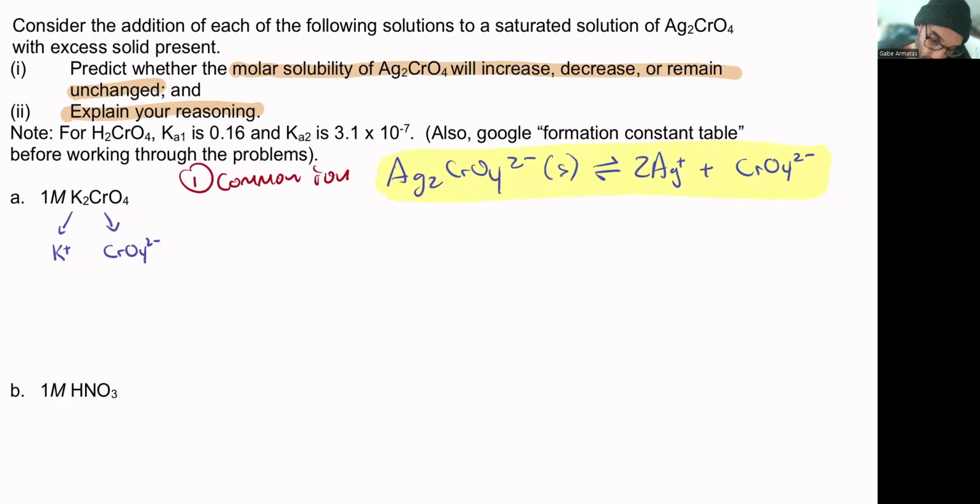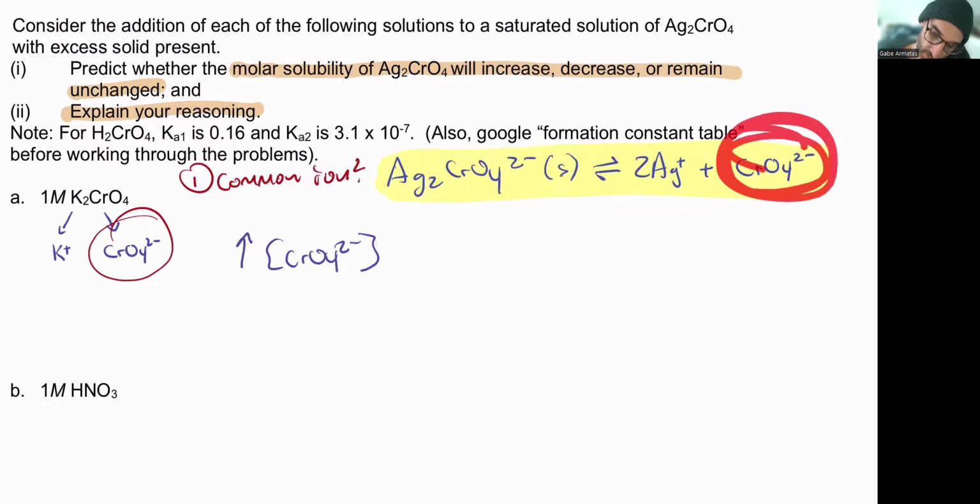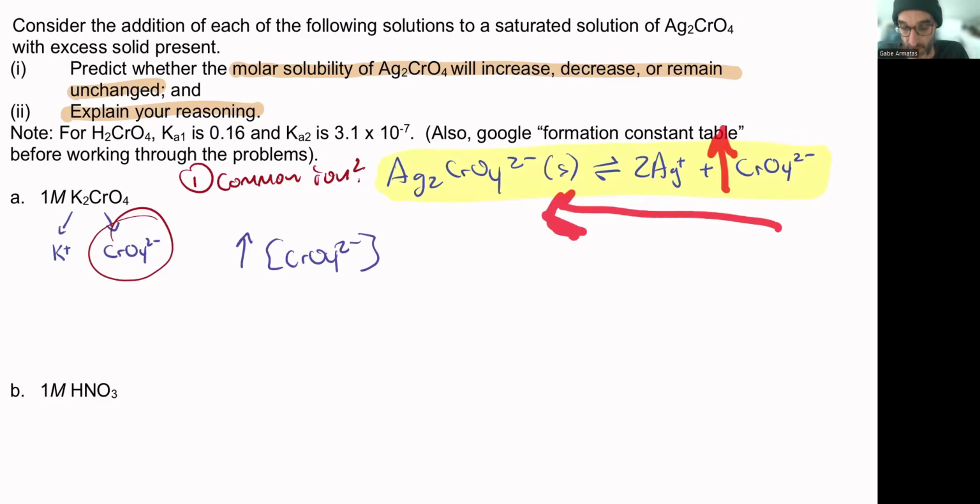So that's the first question. And we do. Chromate's a common ion. So adding chromate is going to increase the concentration of the chromate. Because I've increased the amount of chromate, that means this goes up. It's going to shift away from the addition. So we're going to shift to the left.